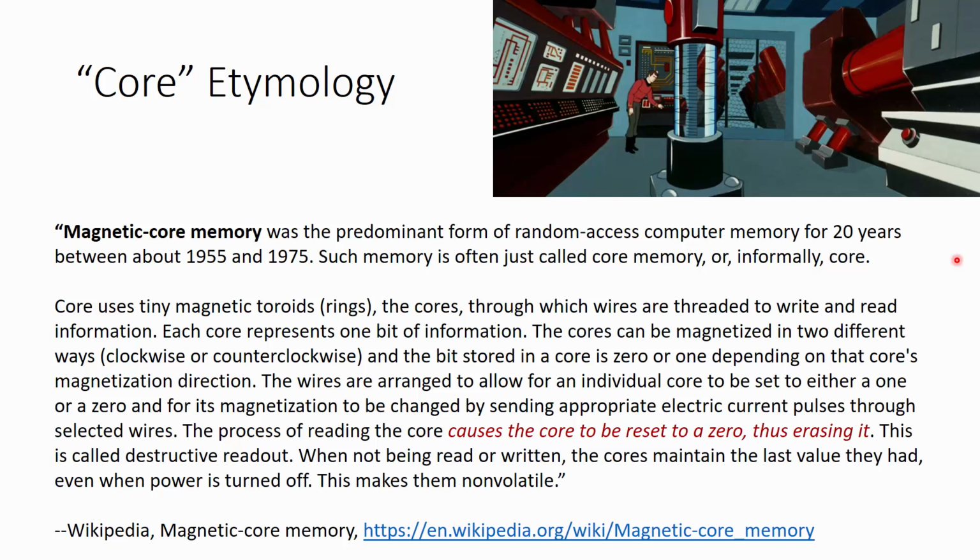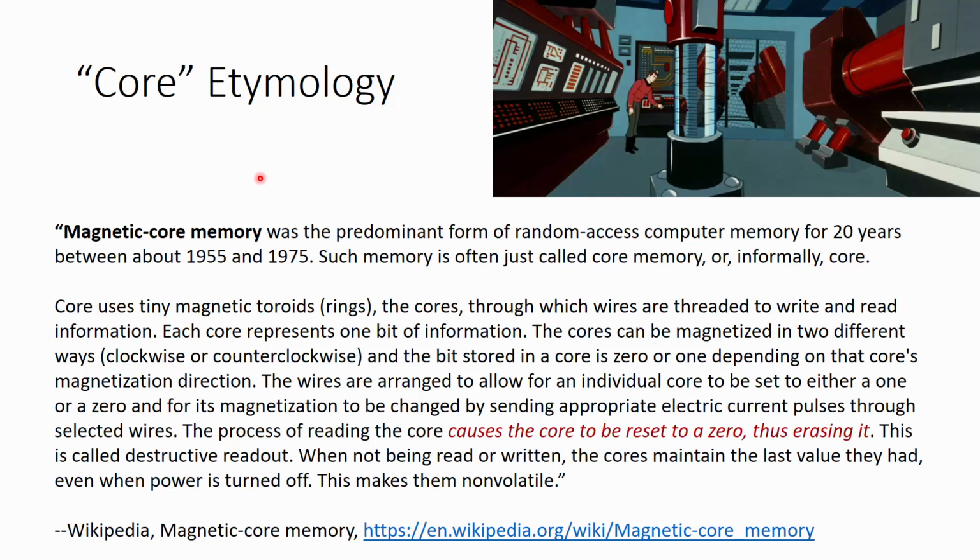When not being read or written, the core maintains the last value that they had even when the power is turned off. So this is non-volatile memory. So that's pretty intense, that the act of reading memory back out destroys the actual core that you're using. So if you want to keep a copy of that bit of memory, you have to read it and then kind of fork out the result of it. So write it back into a separate bit and take the other bit somewhere else for your use.